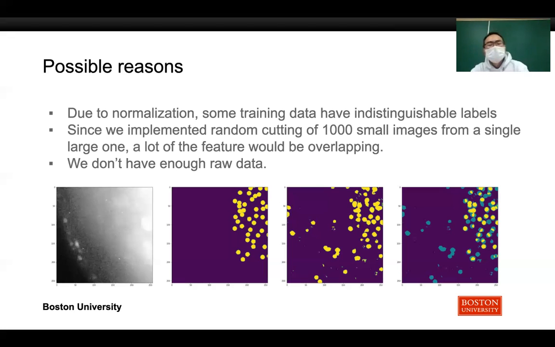Also, we cut 1,000 small images from a single large one, so there are some features that repeat. The network is actually learning repeating features over and over again. Also, we just don't have enough data, because we only got 26 large images and we only train on 23 large images.